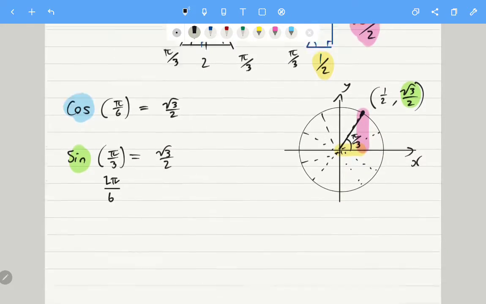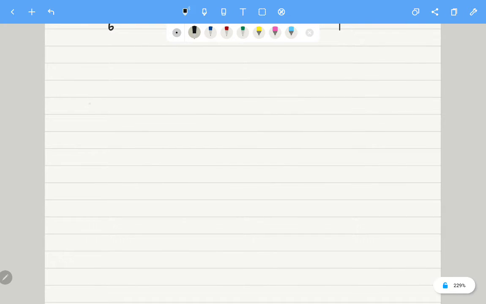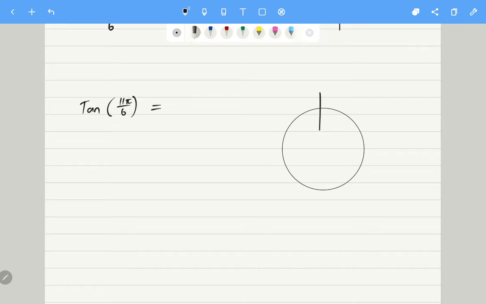Okay, so these are small angles. Let's do some larger angles just to get ourselves really comfortable. Let's do tan of theta in this case, and we'll make it 11 pi on 6. Alrighty, we'll draw our unit circle in, draw in our 6 lines. So that's 6 sixths, 7 sixths, 8 sixths, 9 sixths, 10 sixths, 11 sixths. And we're going clockwise out to 11 sixths.